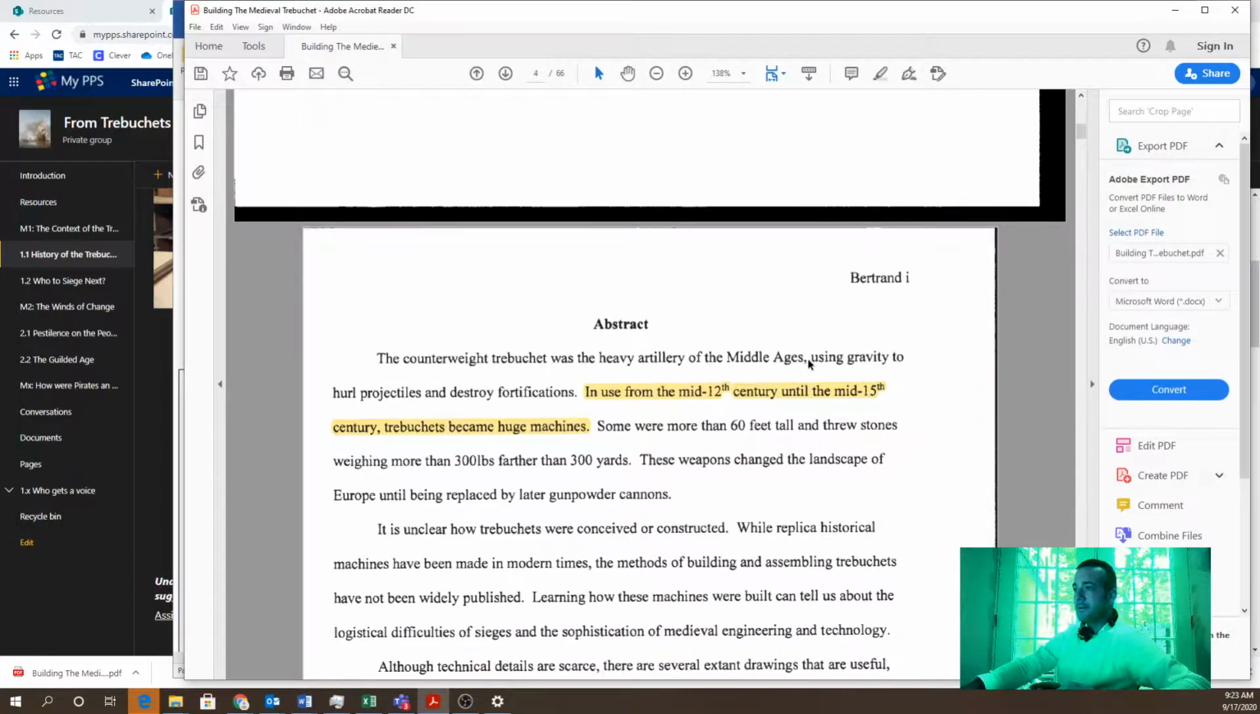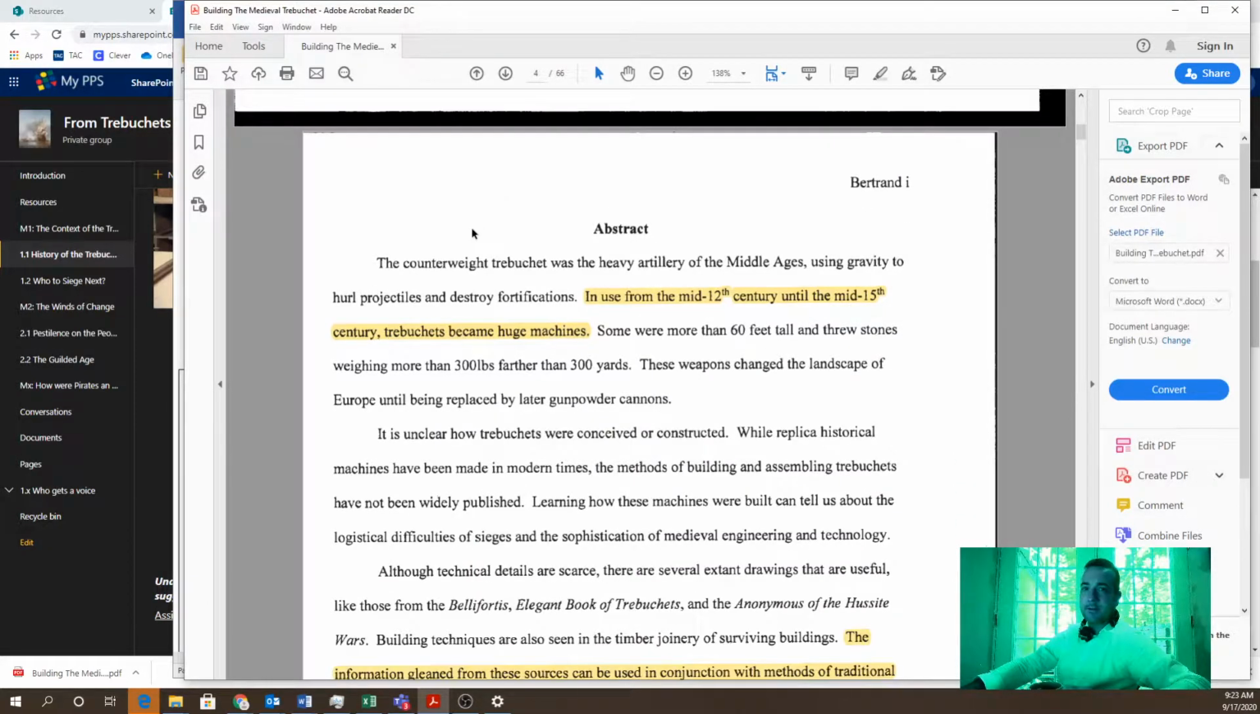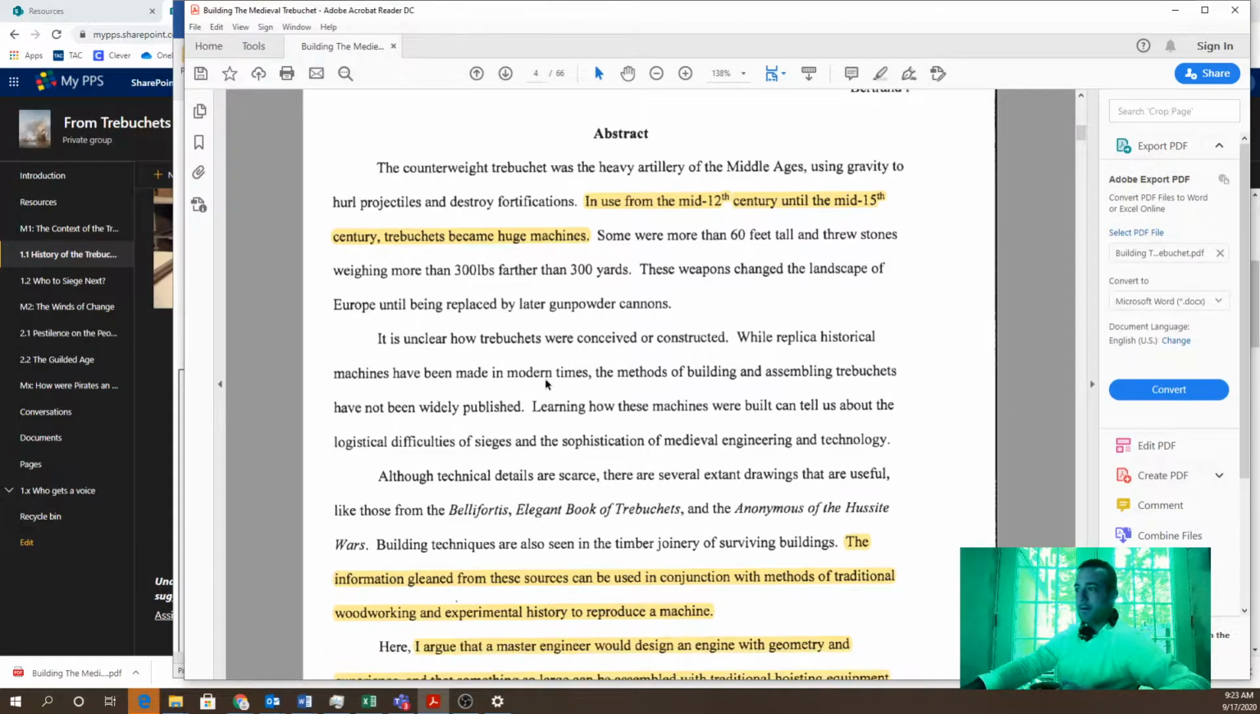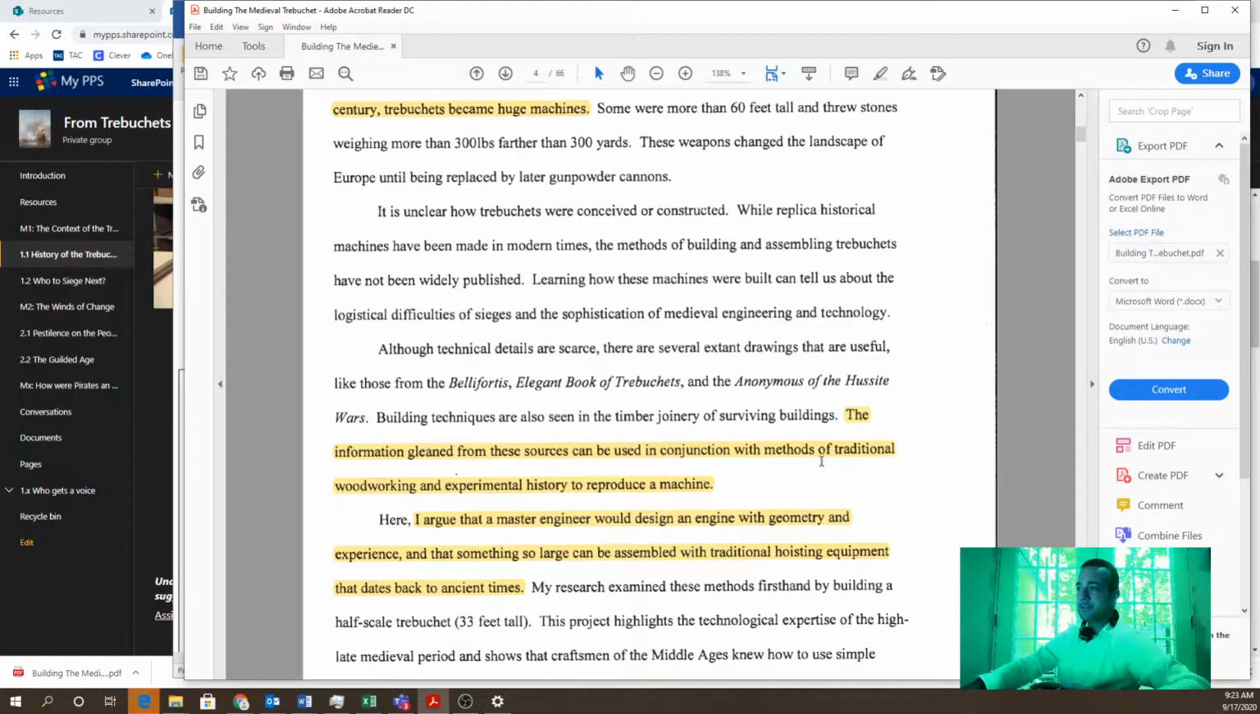A lot of times that'll come up in the abstract or the big part at the very beginning, just to try to get a sense of what they think and how they think. And I found these sentences down here to be very illuminating. It says the information gleaned from the sources can be used in conjunction with methods of traditional woodworking and experimental history to reproduce the machine. So the author's belief is that you can know more about history, not from just being there, but by using the sources and attempting to recreate the past.